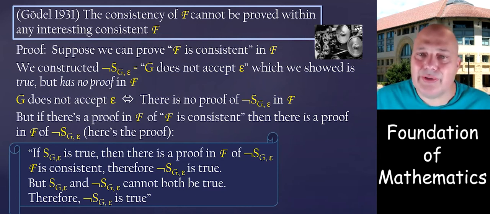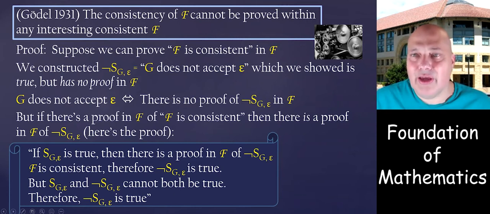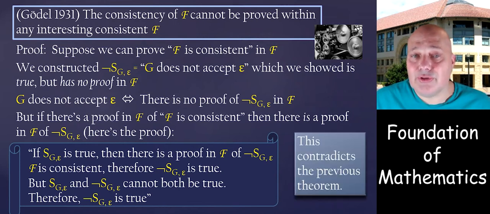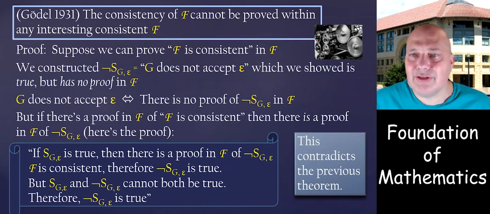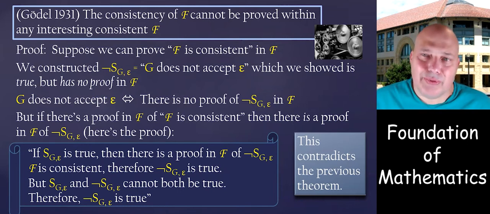So given this ingredient, what's here is a complete proof within F of not SG epsilon. And that's a contradiction, because we said that there is no proof of not SG epsilon. So because there is no proof, then this cannot be a proof. And for this to not be a proof, we need the fact that F is consistent. Are you confused? I'm pretty confused.